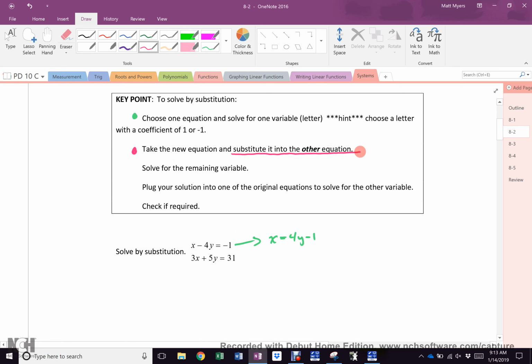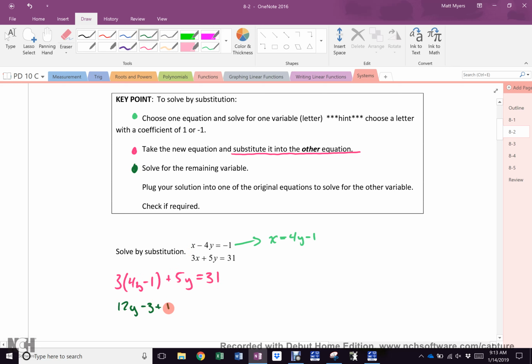What are you talking about, Myers? Easy. X equals 4y minus 1, correct? What does x equal? 4y minus 1, not x. 4y minus 1 plus 5y equals 31. Look at what has happened. How many unknowns are there? 1. We can solve this now. Solve for the remaining variable.